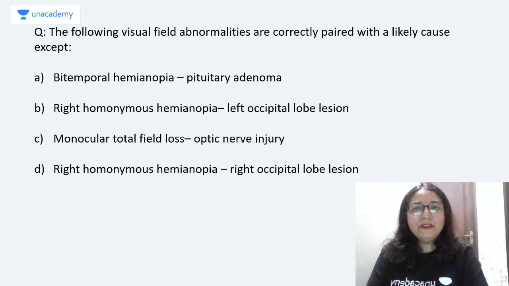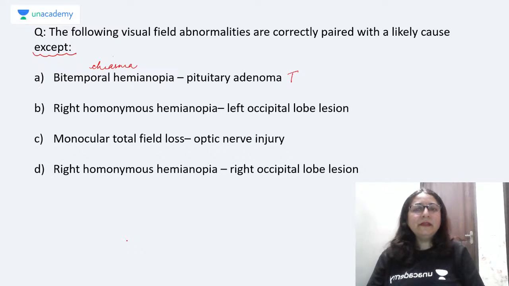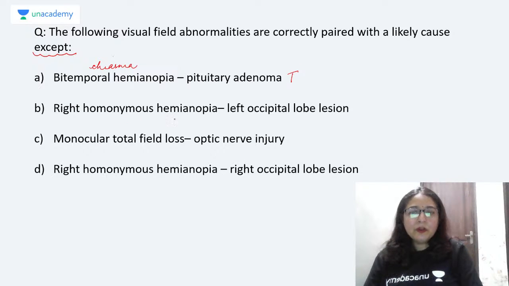The following visual field abnormalities are correctly paired with the likely cause, except one. So here we have to mark which one is the incorrect pairing. Let's go through. Bitemporal hemianopia, pituitary adenoma: bitemporal hemianopia means the lesion has to be in the chiasma, so this is a correct pairing. Right homonymous hemianopia with left occipital lobe lesion: yes, it can be, though they have not mentioned whether it is macular sparing or not. It is contralateral.